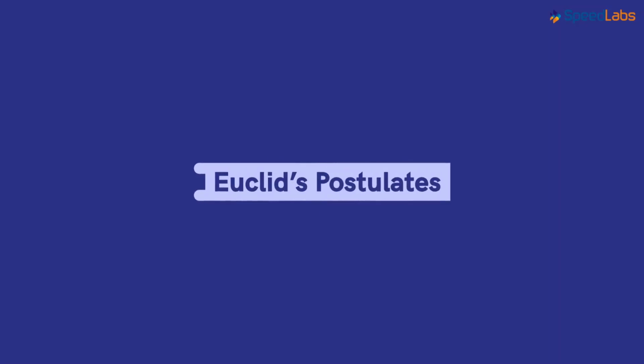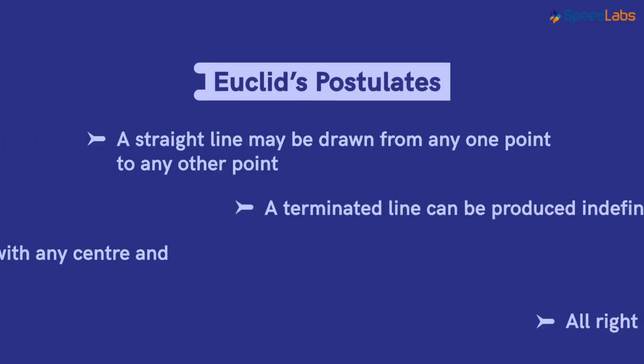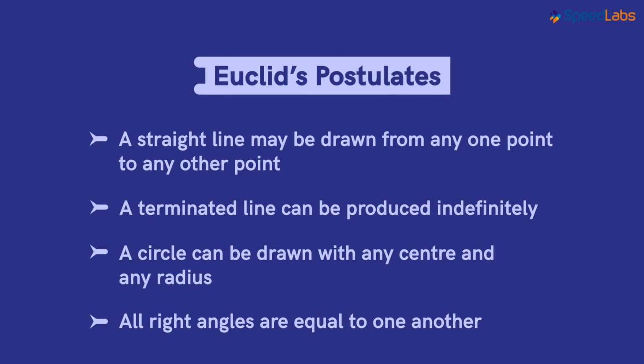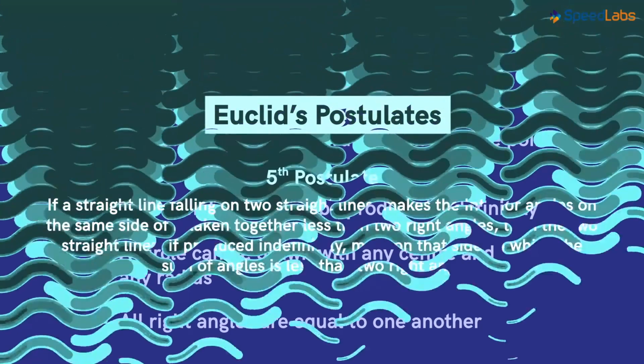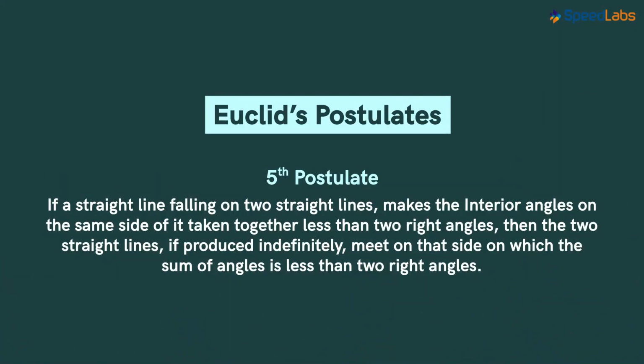In the previous lesson, we studied Euclid's first 4 postulates. Take a moment and go through them. So now let's move ahead to the 5th and the last postulate from Book 1 of Euclid's Elements. Let me tell you that it sounds complicated but isn't really that complicated.